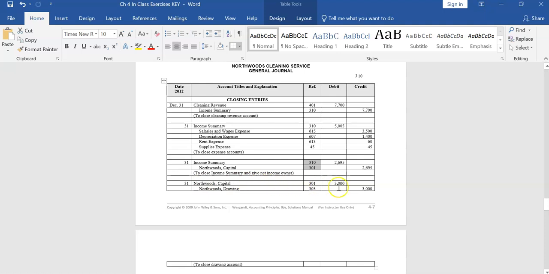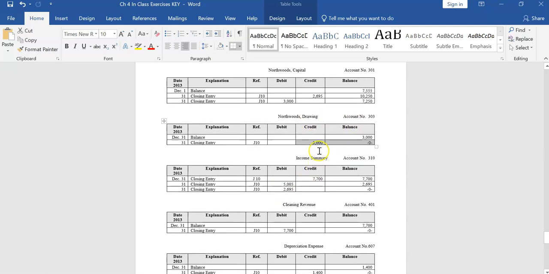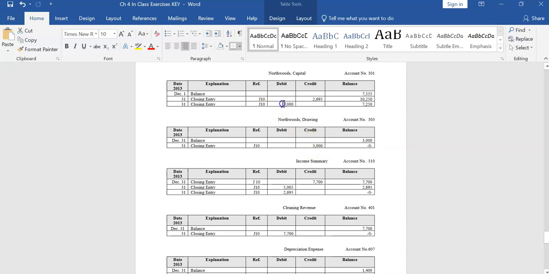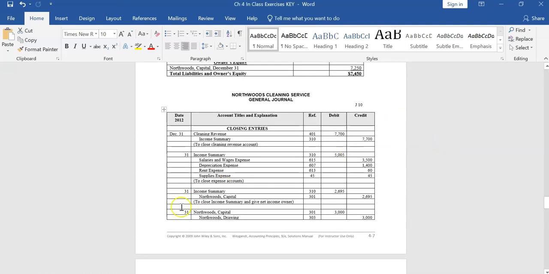Last closing entry, let's close out the owner's drawings account by crediting the account to offset its debit balance, bringing it down to zero. And we will transfer that $3,000 directly into Northwood's capital by debiting that account, thus decreasing it to reflect how much of the owner investments and income has been withdrawn by the owner. We will then take those two post references back up here to the general journal to notate that those have now been posted.